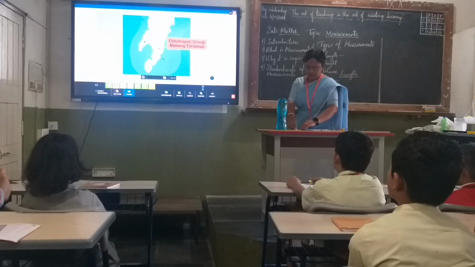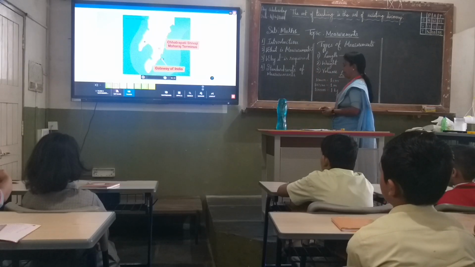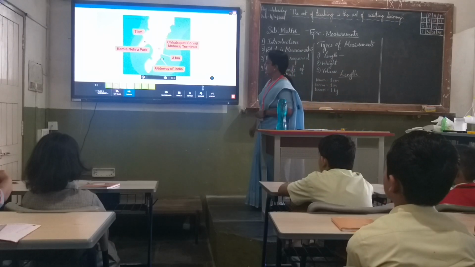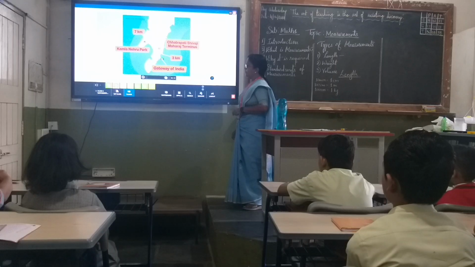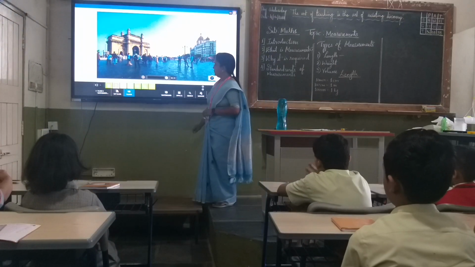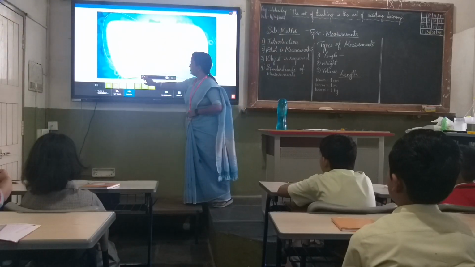For example, from the Chhatrapati Shivaji Maharaj Terminus in Mumbai, the Gateway of India is at 3 kilometers and the Kamala Nehru Park is 7 kilometers away. Which place is nearer to the terminus? Yes, the Gateway of India. So next time you go on a holiday, find out about the distance of different tourist spots from your hotel. Here is what we learned.